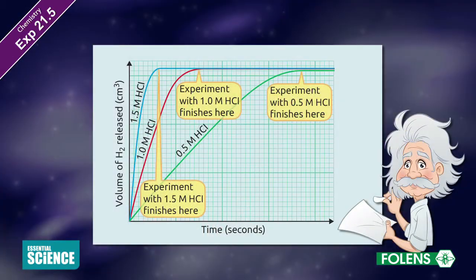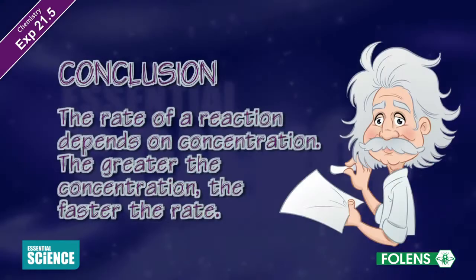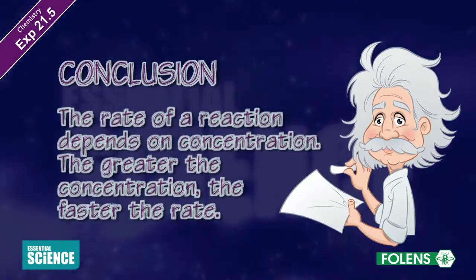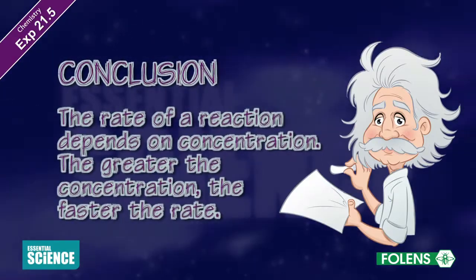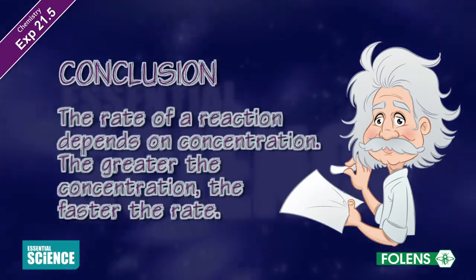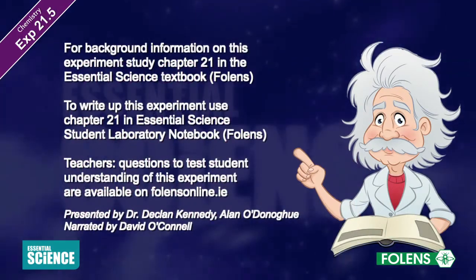On the same sheet of graph paper, plot a graph of volume of hydrogen on the y-axis against time on the x-axis for each of the 3 concentrations of acid. A graph similar to that shown on the screen will be obtained. We conclude that the rate of reaction depends on concentration. The greater the concentration, the faster the rate. This concludes the experiment.